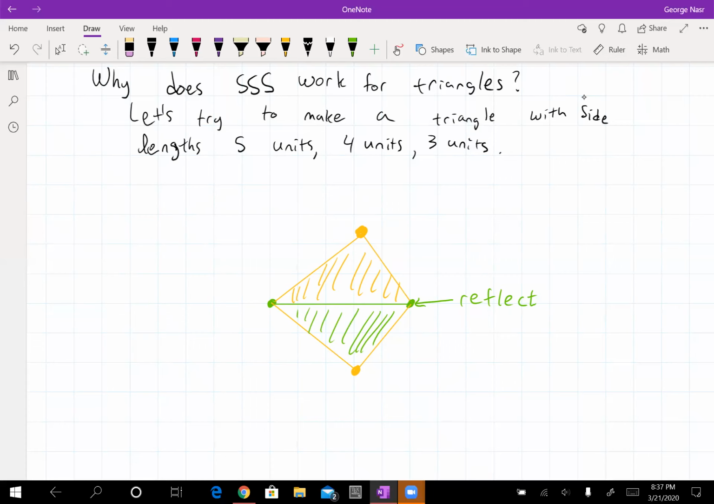So it's kind of ridiculous that that tool all the way from way back then actually proves why SSS works. Take a moment and pause and maybe rewind the video if you didn't quite follow that, or ask me for help on it, because I think it's a really cool thing that you guys have the ability to understand using the tools in this class. But the basic punchline is, given 3 side lengths, you draw one side, and then using our tools to draw the other 2 sides, you can only end up with 2 triangles, but they have to be congruent because of reflections.